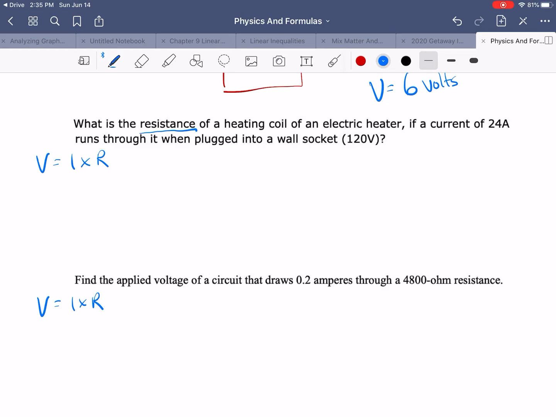Okay, this one asks, what's the resistance of a heating coil of an electric heater if a current of 24 amps runs through it? So we're going to use this voltage formula. We're going to make a box. Guys, this is a great time for you to just try this on your own. Can you do this by yourself?